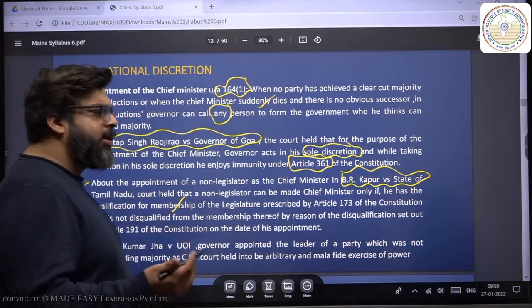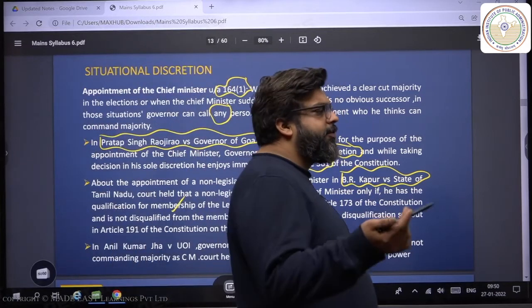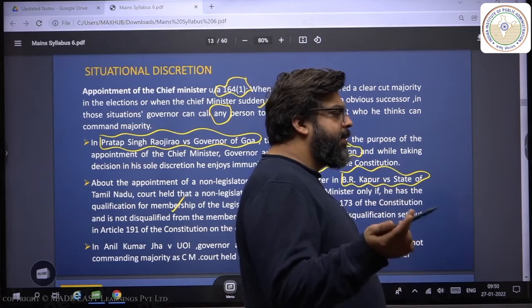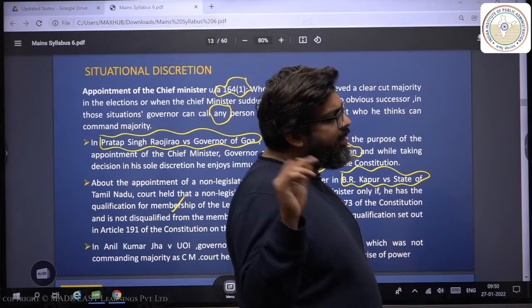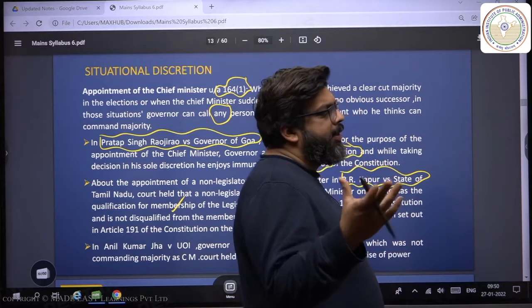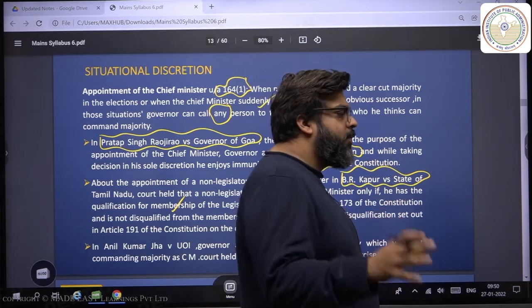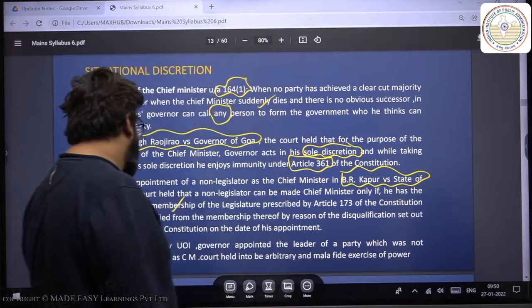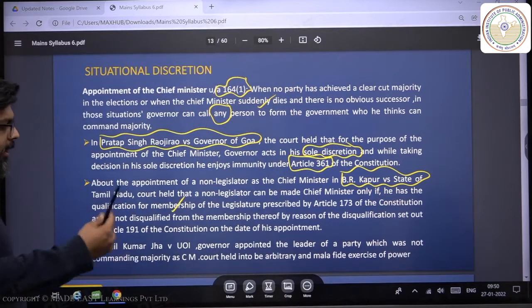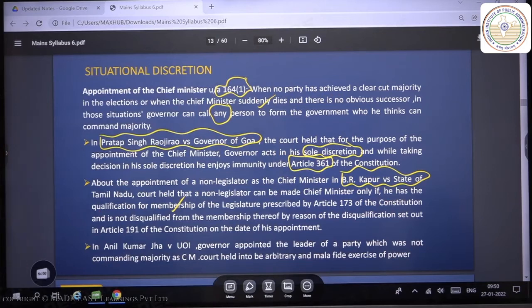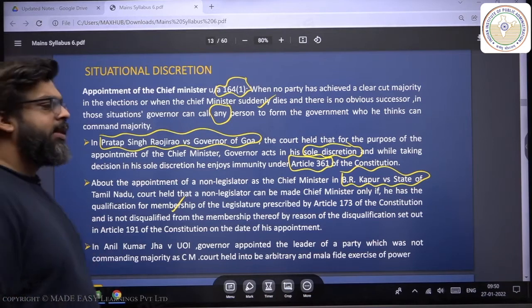and you cannot be disqualified under ordinary reasons to become one. Right? This is true for general setup also, that you can be a minister if you're not an MP, but you've got to become an MP within 6 months or an MLA within 6 months. Even in the cases of a hung parliament or a hung legislature with no clear majority, you can still continue to do this. And finally, in Anil Kumar Jha, the governor appointed the leader of a party which was not having the right kind of numbers, but the court said cannot, and the court said that there has to be some reasonable exercise of that power.